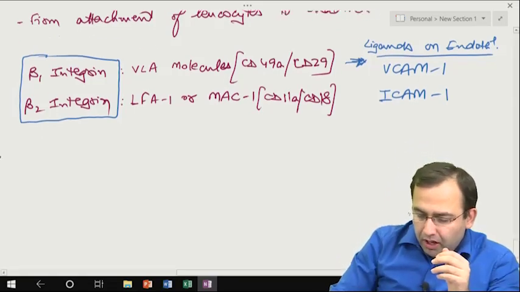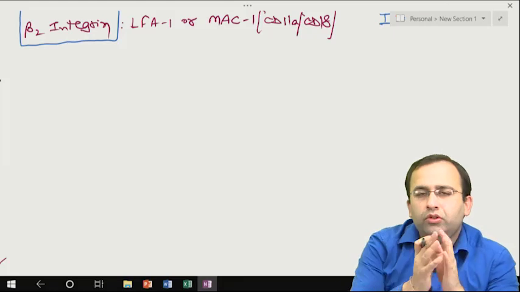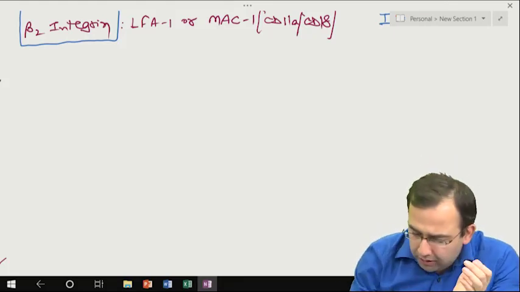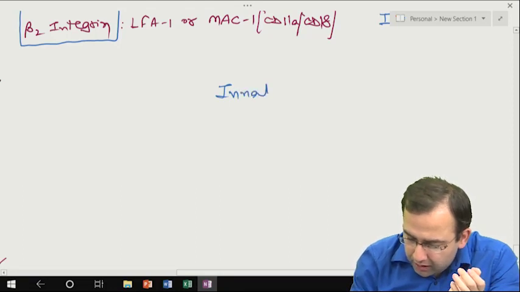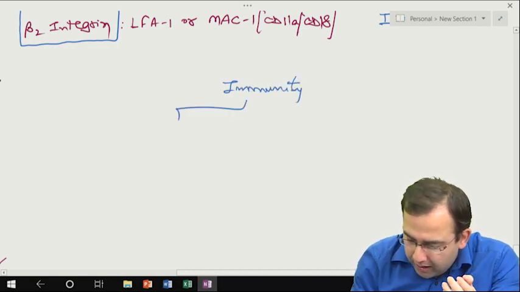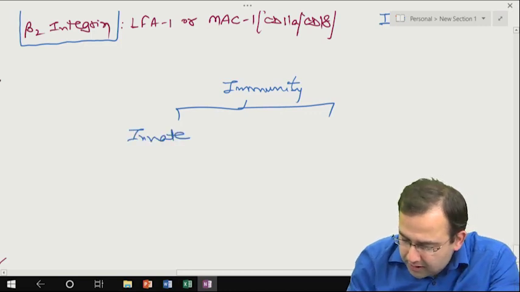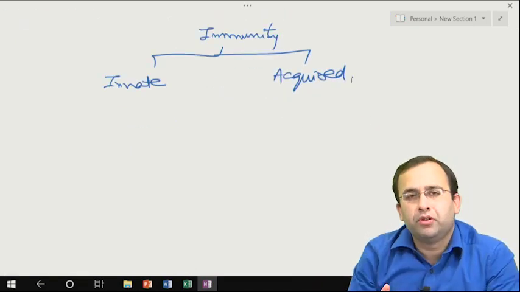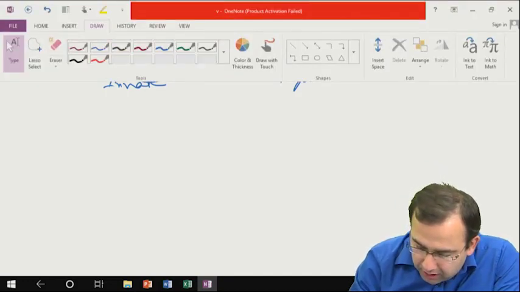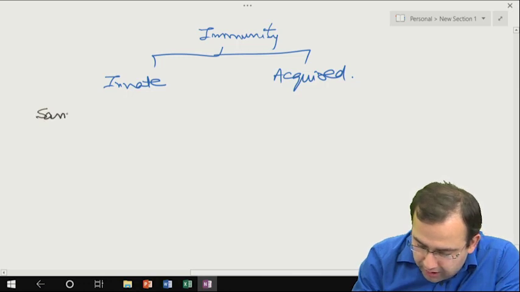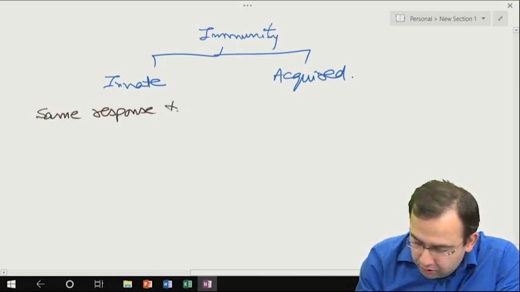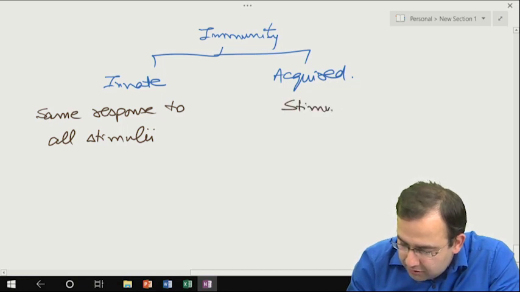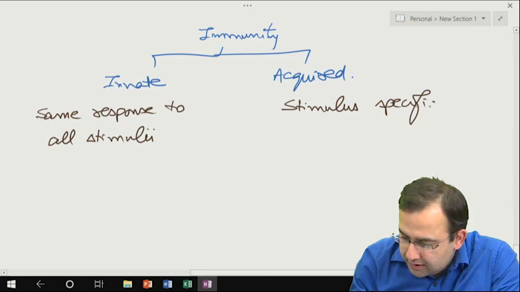Next point. Now, before I go further, I'm very curious. You know that immunity is of two types, innate immunity and acquired immunity. What is the basic difference between them? Innate immunity has the same response to all stimuli, whereas acquired immunity is stimulus specific.